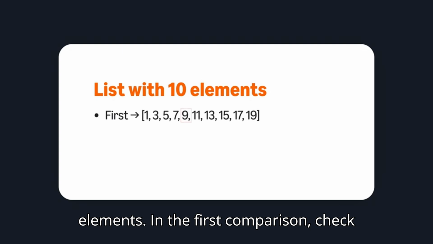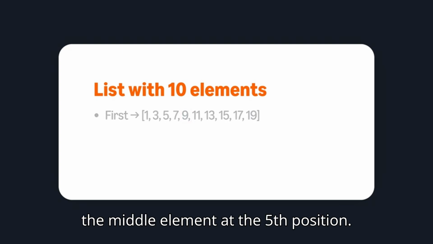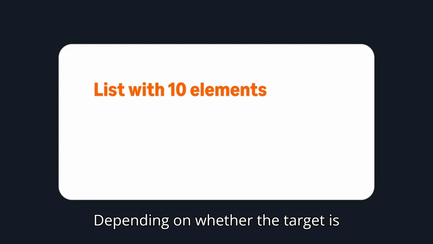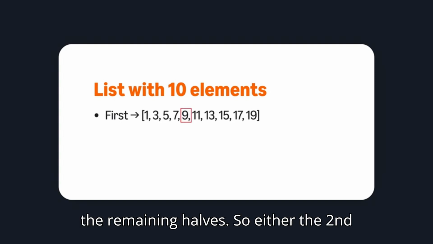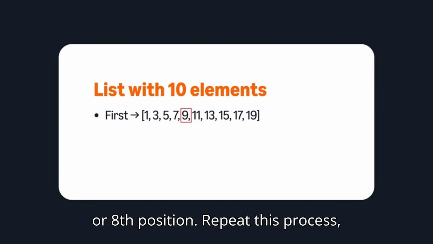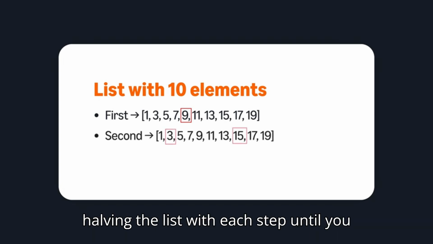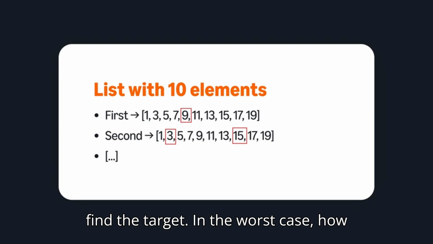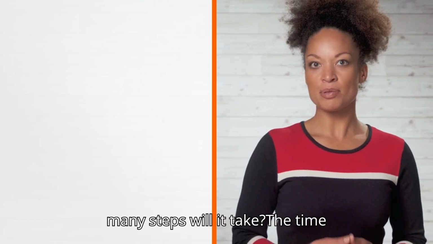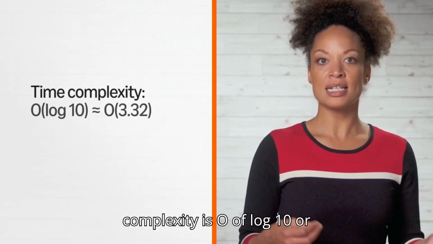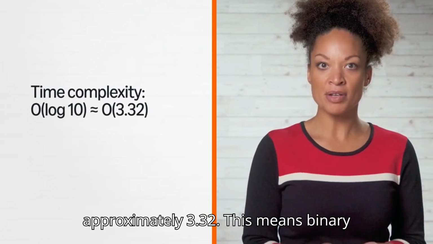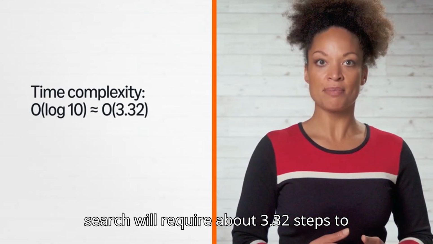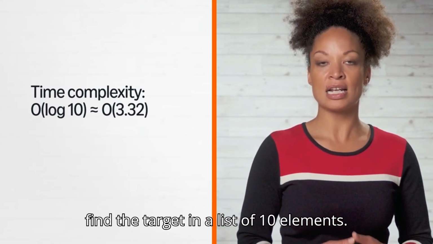In the first comparison, check the middle element at the 5th position. Depending on whether the target is smaller or larger, look at the middle of the remaining halves, so either the 2nd or 8th position. Repeat this process, halving the list with each step until you find the target. In the worst case, how many steps will it take? The time complexity is O(log 10), or approximately 3.32. This means binary search will require about 3.32 steps to find the target in a list of 10 elements.